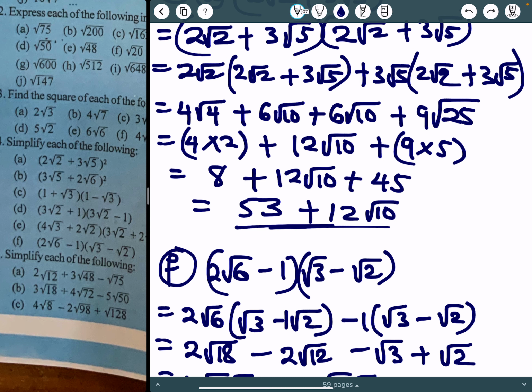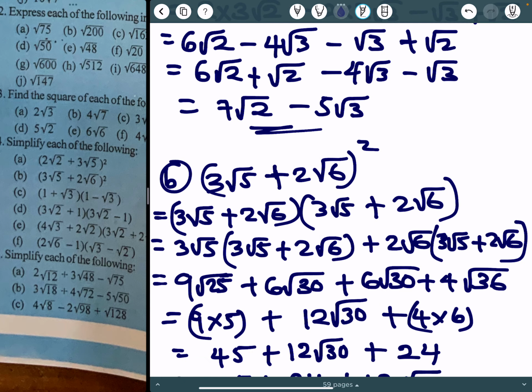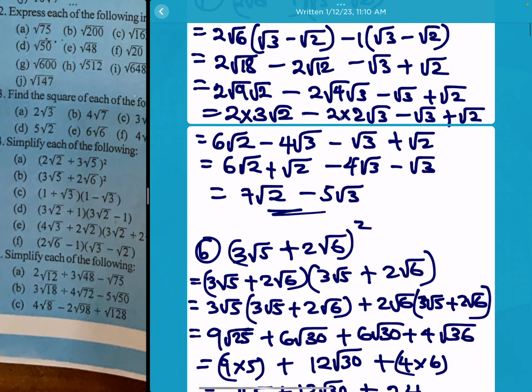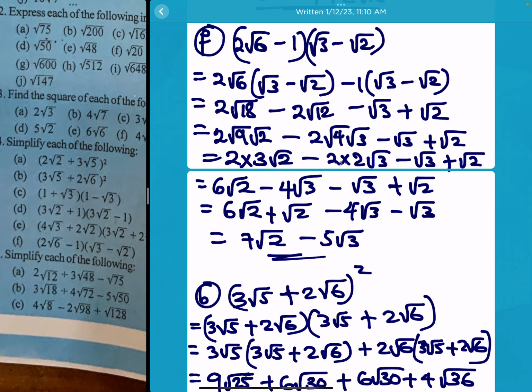So, next is the next set. Sorry, minus 1 times root 3 gives minus root 3. Then minus 1 times minus root 2 will give me plus root 2. So simplifying, what will that give me?